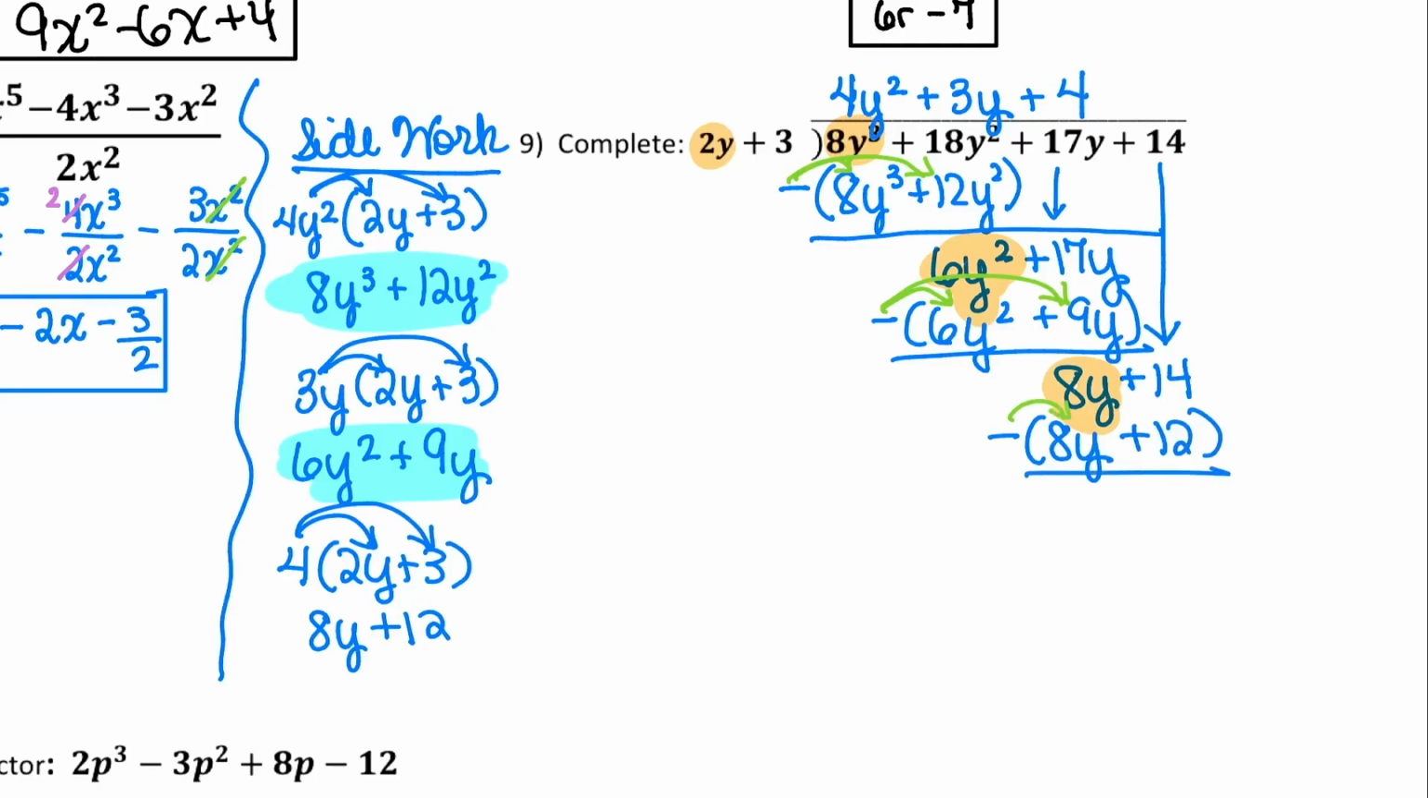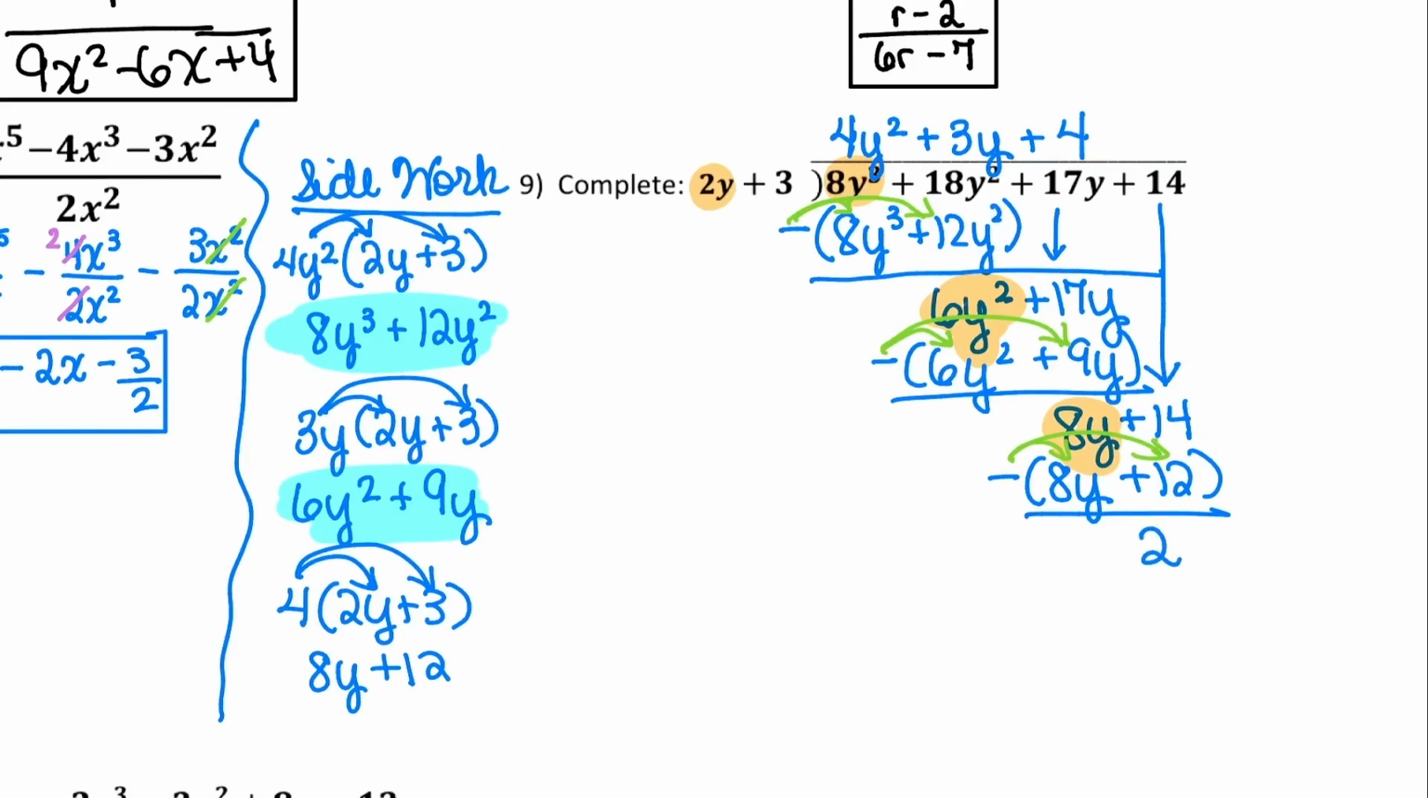We distribute that negative, and we're going to have 14 minus 12, which is 2. The way that you write your remainder is the remainder portion over this part out here, the 2y plus 3. So your final answer for this will be this entire thing up here.